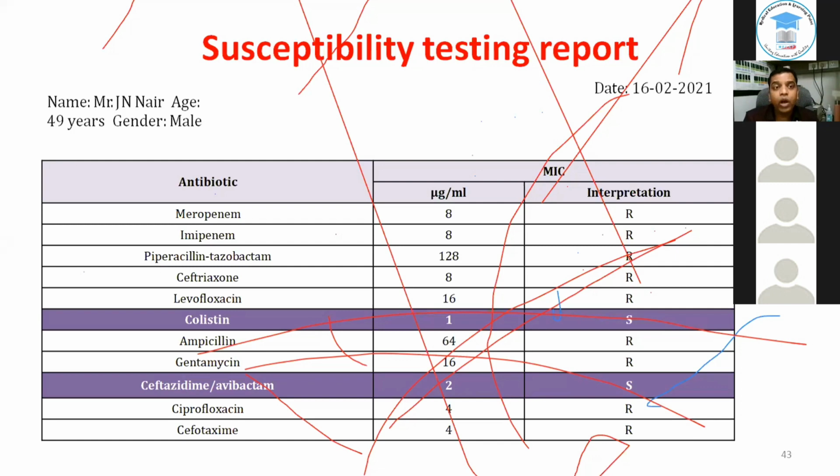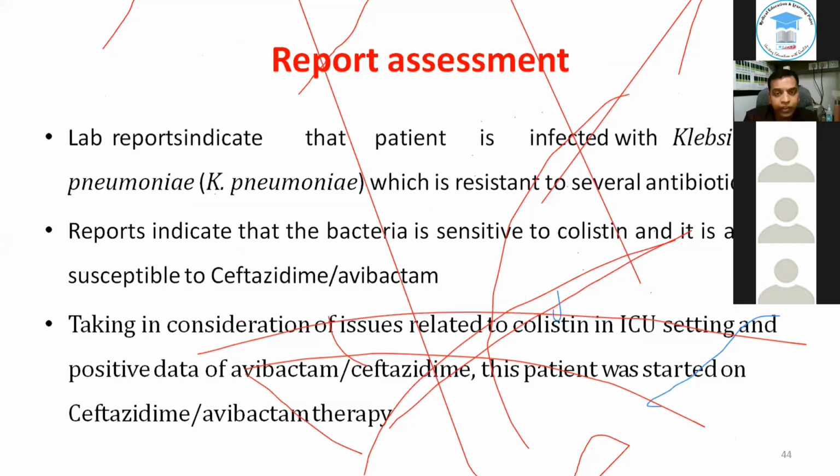The lab report indicated the patient is infected with Klebsiella pneumoniae, sensitive to colistin and ivermectin. Now, taking into consideration colistin, colistin is a nephrotoxin. The Klebsiella is obtained from ET secretions. Colistin has a very poor penetrability in lung parenchyma.